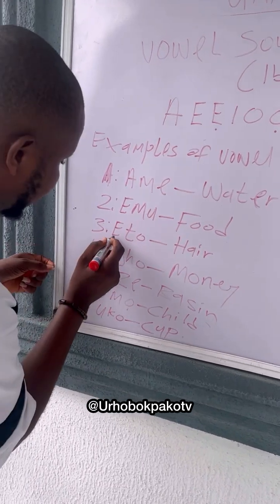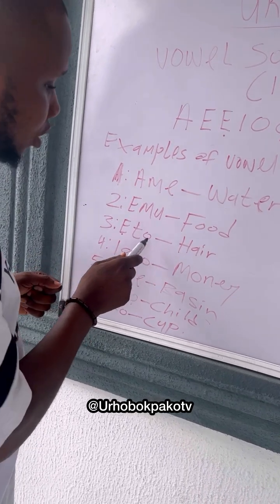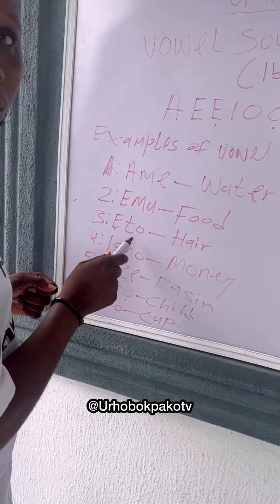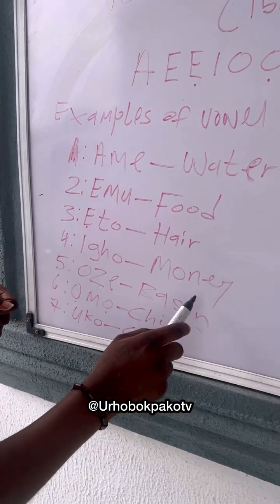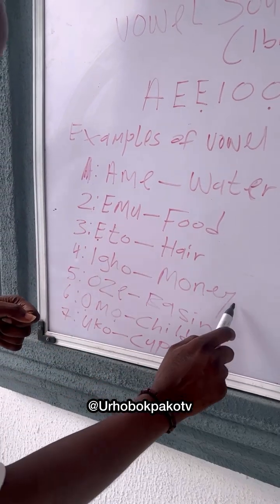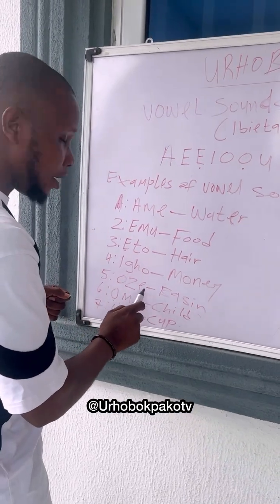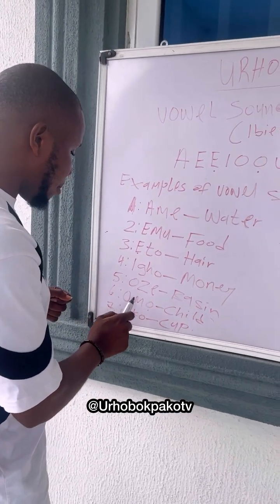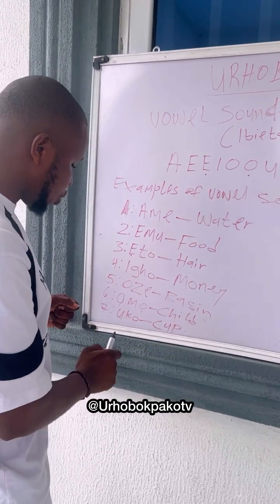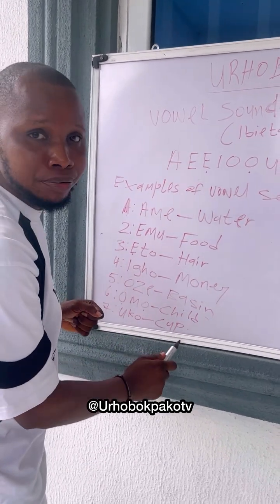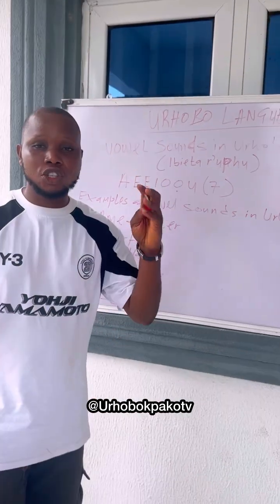Oh, sorry. This has to carry a dot. Eto, hair. Ego, money. Oze, basin. Omo, child. Uko, cup. So guys, this is all we have for you.